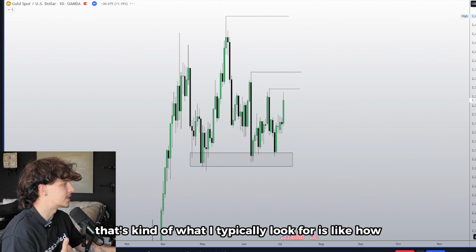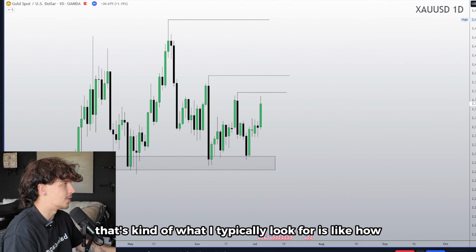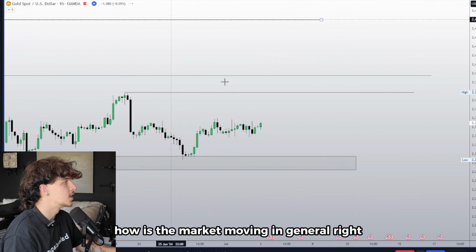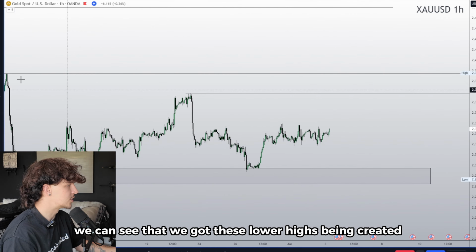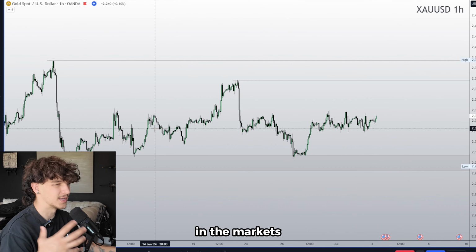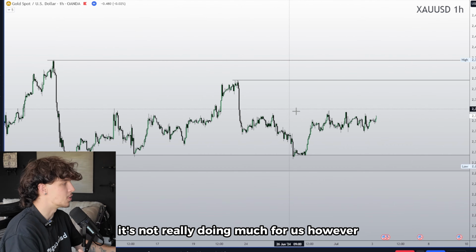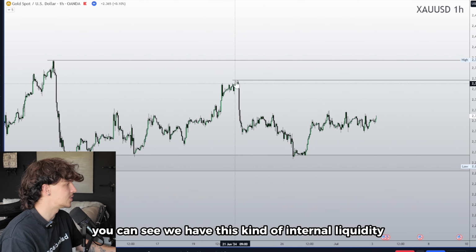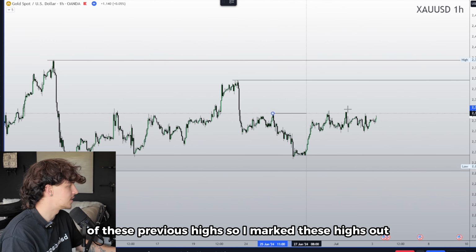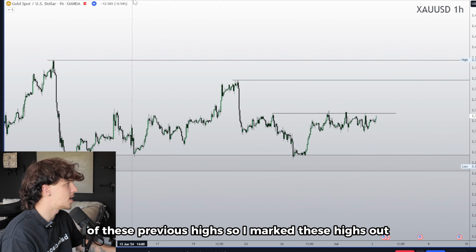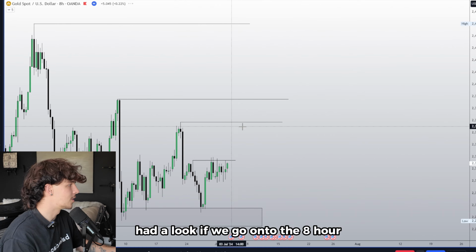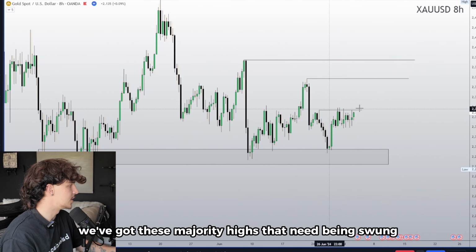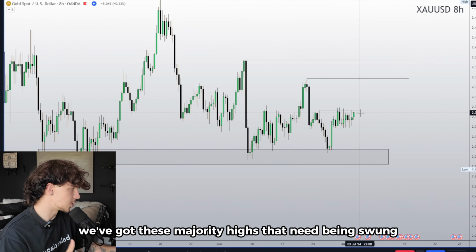That's kind of what I typically look for: how is the market moving in general, right? So if we jump onto the hour time frame and have a look at the market overall, we can see that we've got these lower highs being created, and the market's kind of just sideways. It's not really doing much for us. However, you can see we have this kind of internal liquidity of these previous highs. So I marked these highs out, went to a higher time frame, had a look. If we go onto the 8 hour, you can see it clearer. You can see we've got these majority highs that need to be swung.